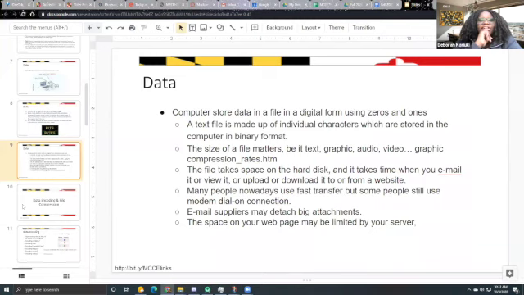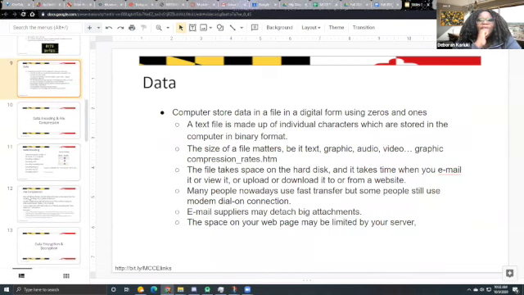The file space, or maybe Nico might cover a little bit, I'm not sure. The file takes space on the hard drive, and it takes time when you email it and view it or upload or download it from our website. Many people nowadays use faster transfer, but some people still use modem dial-up connection. Yes, it does still happen. And email suppliers may detach big attachments, and the space on your website page may be limited by your server.